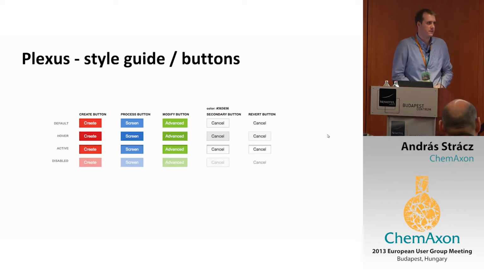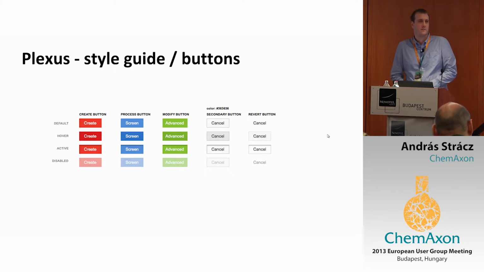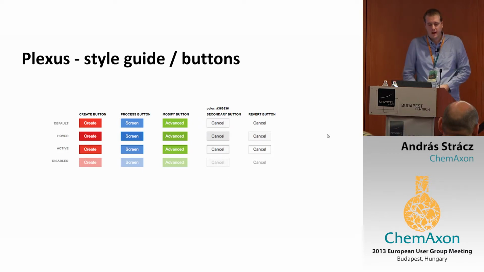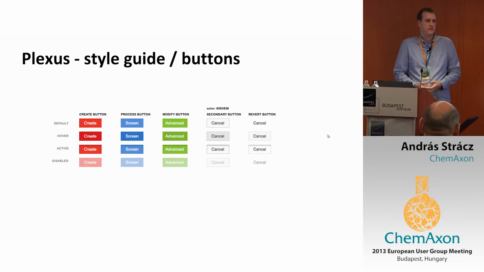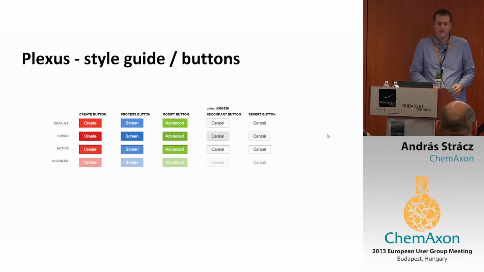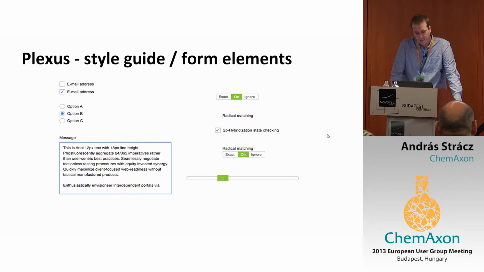So just a few examples of this style guide. One of the things that we defined, for example, are these call to action buttons, the most important buttons, where we even gave unique colors to certain kinds of actions. Everything that creates a resource is red. Everything that does something that is potentially long is blue. Everything that modifies a setting or a certain behavior is green. Everything else is white, so that it's there, but it doesn't look too important.